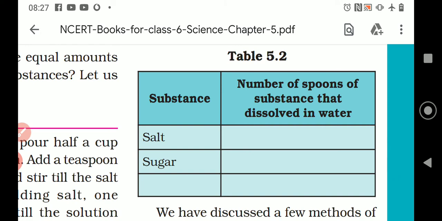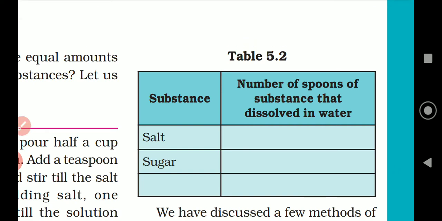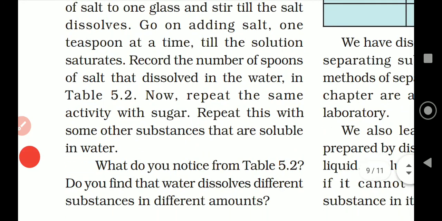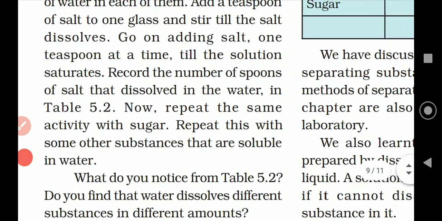You have to write that I added like 11 spoons or 12 spoons when your solution becomes saturated, or 12 spoons of sugar, 12 spoons of salt, or the number of spoons of sugar is less, or salt is more, whatever is the number you have to write here. Okay, now repeat the same activity with sugar.